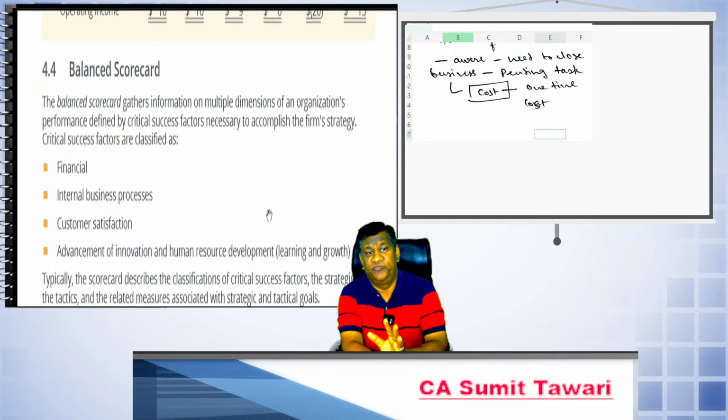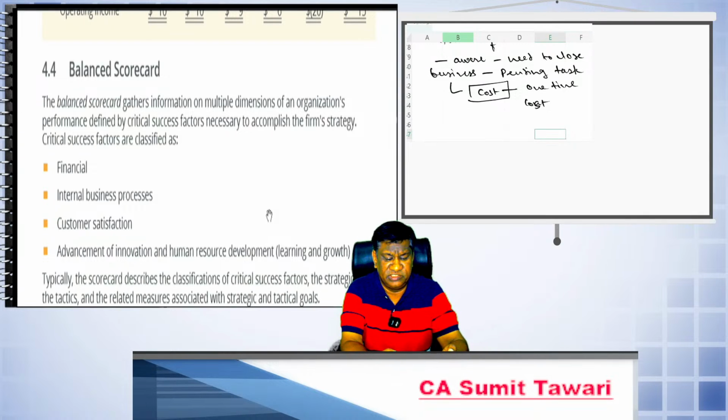Before going ahead, can anyone explain what could be the financial parameters which we need to evaluate for the balanced scorecard? Anyone can guess?